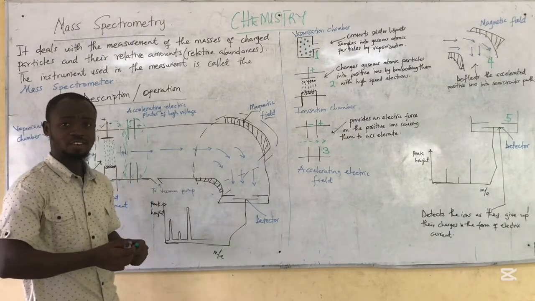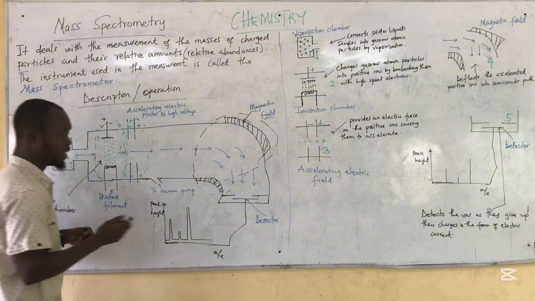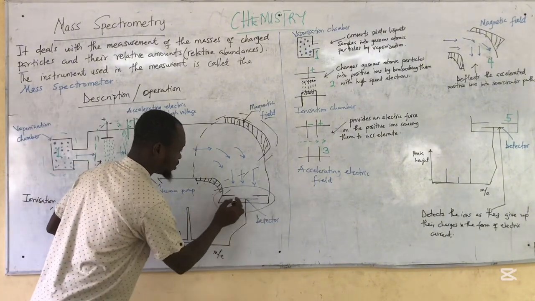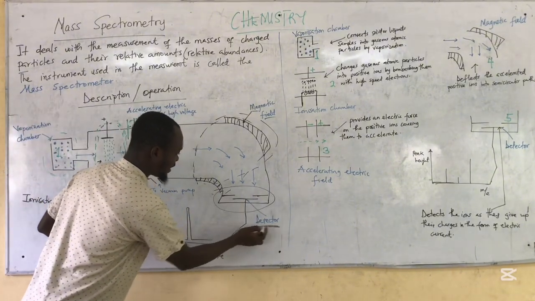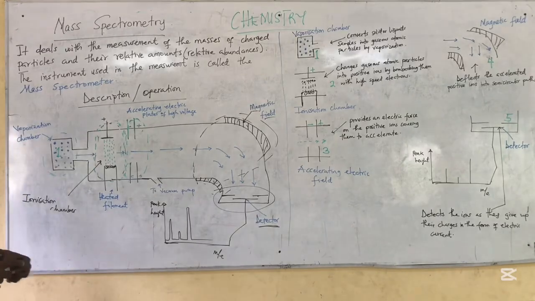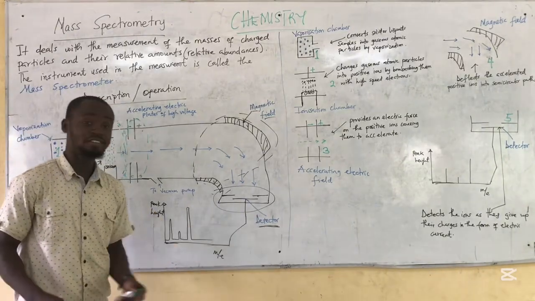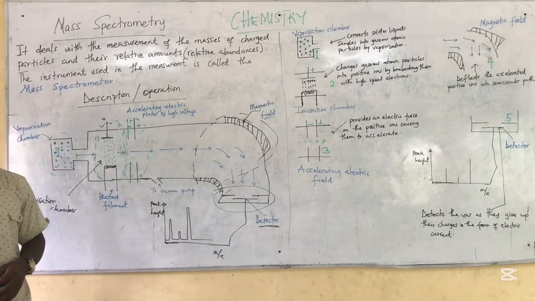The last essential feature of this mass spectrometer is known as the detector. I have labeled it here as the detector. This is the last essential feature of the mass spectrometer.